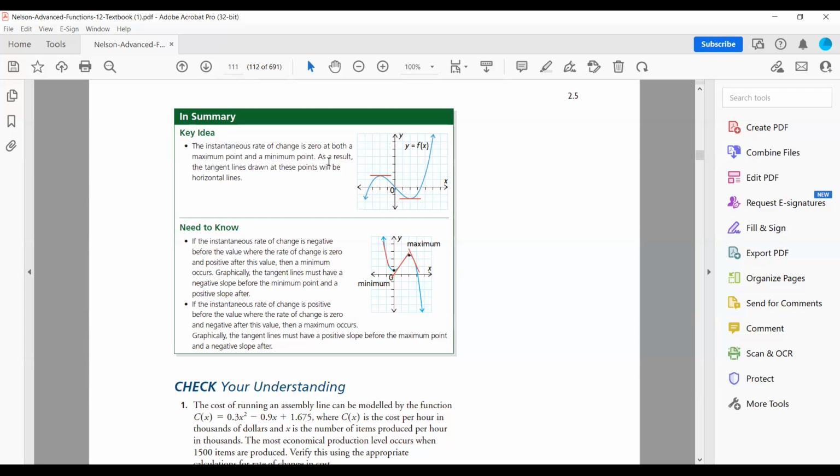If the instantaneous rate of change is positive before the value where the rate of change is 0 and negative after this value, then a maximum occurs. Graphically, the tangent lines must have a positive slope before the maximum point and a negative slope after. That's what we showed in examples number 2 and 1, where we've seen that the rate of change gets to 0 and changes its sign after crossing this point. Am I right?